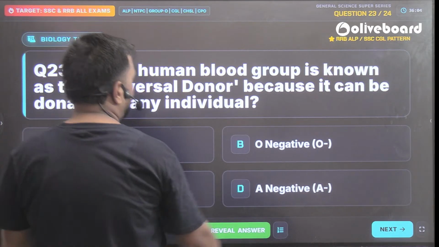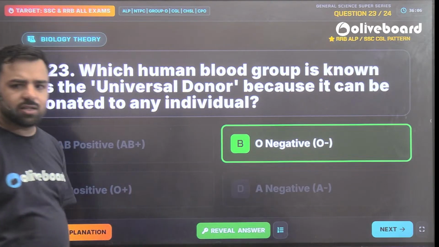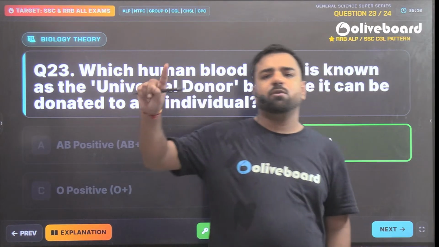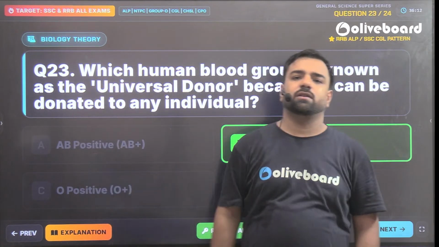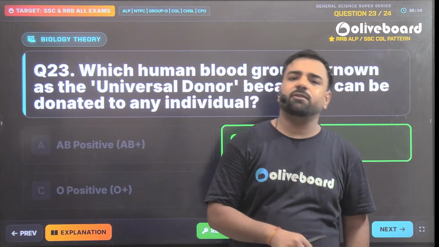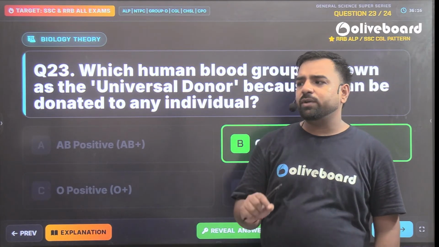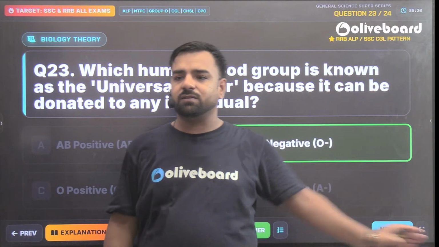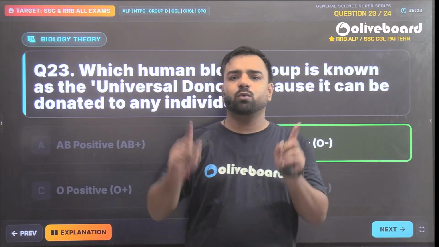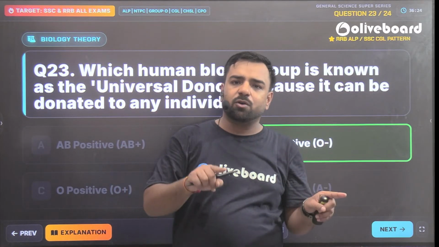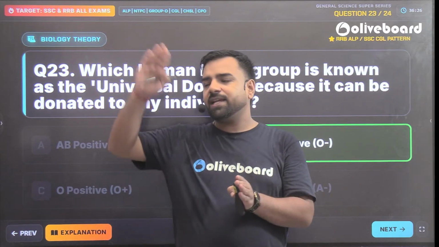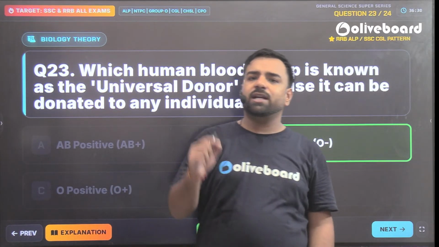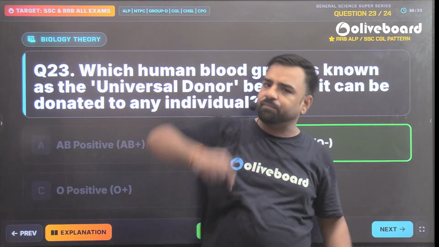Here the answer will be O negative. Why not O positive? Because in the case of O positive, it can only donate blood to A positive, B positive, AB positive and O positive. But O negative can donate blood not only to the positive ones but also to the negative ones. O negative can donate blood to A positive, B positive, AB positive and O positive, and also A negative, B negative, AB negative and O negative. Since O negative can donate blood to each and every blood group, that's why O negative is the universal donor.